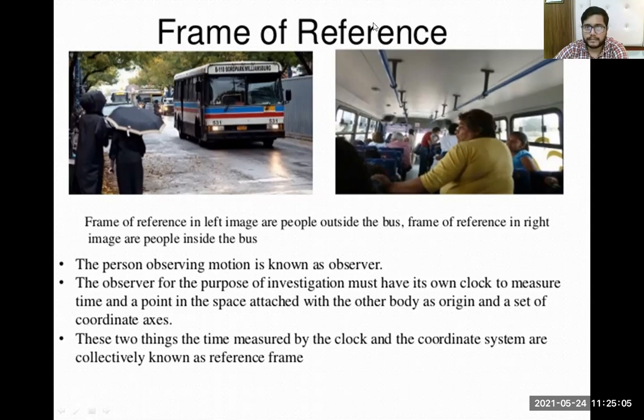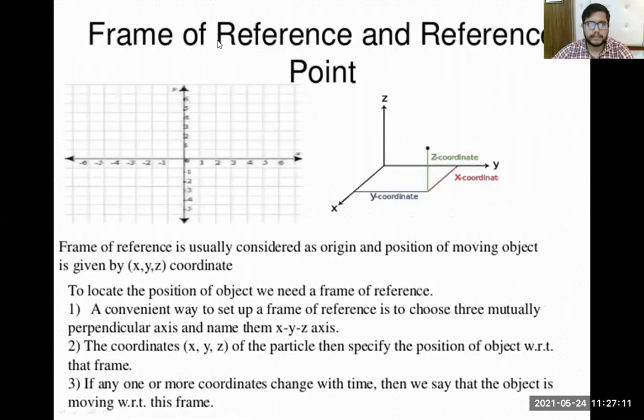Okay, so this is the total definition of a reference frame. Now consider the case of coordinate axes, reference frame and reference point.